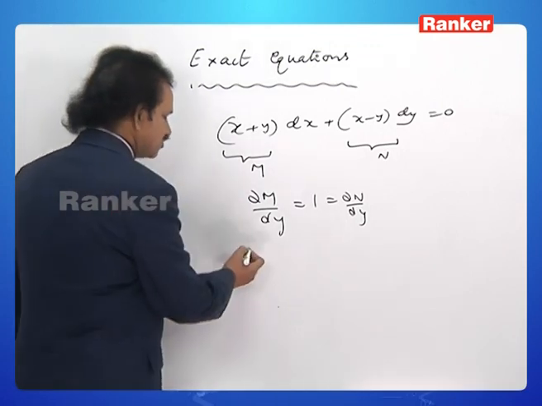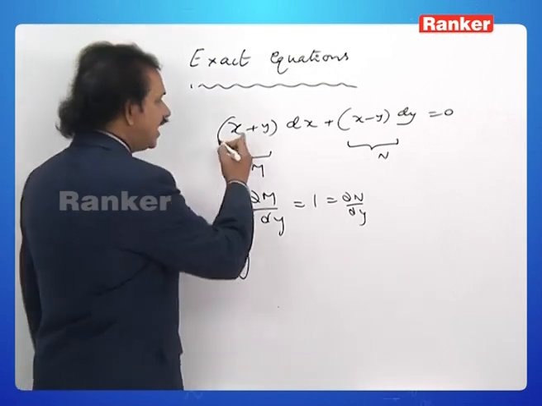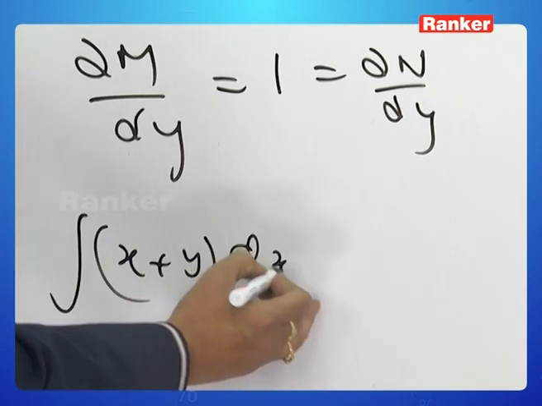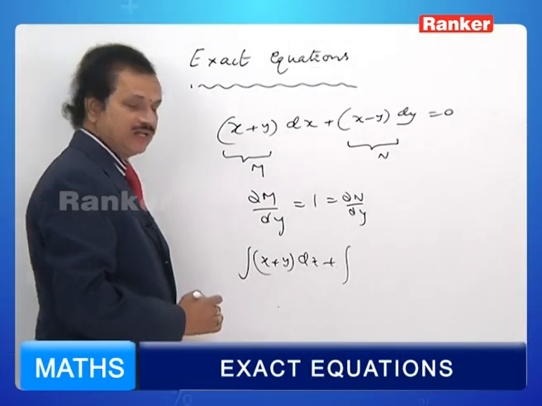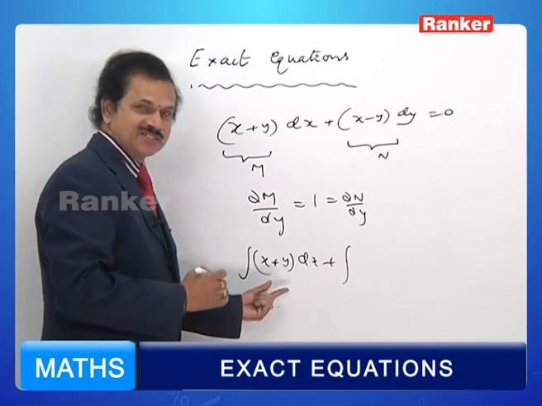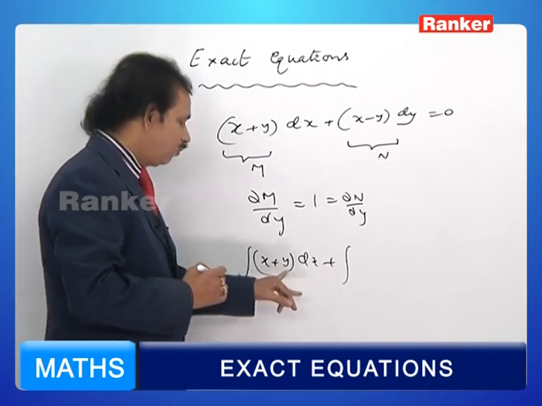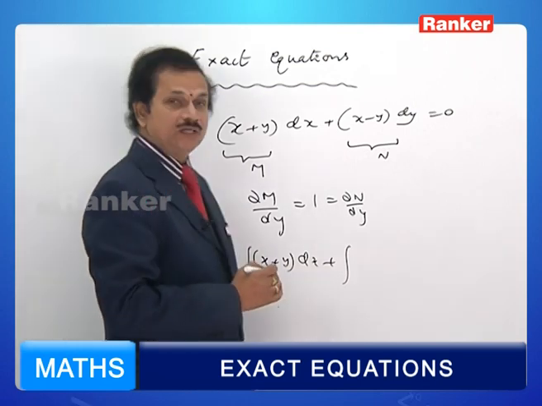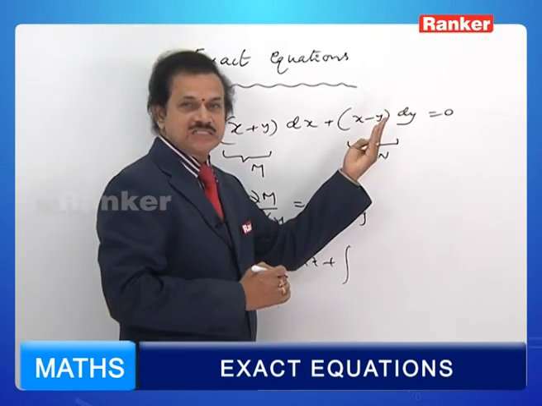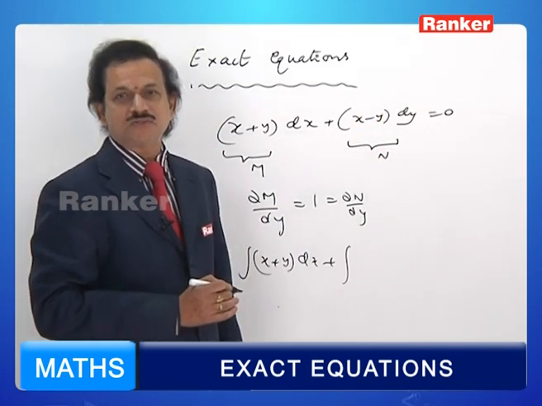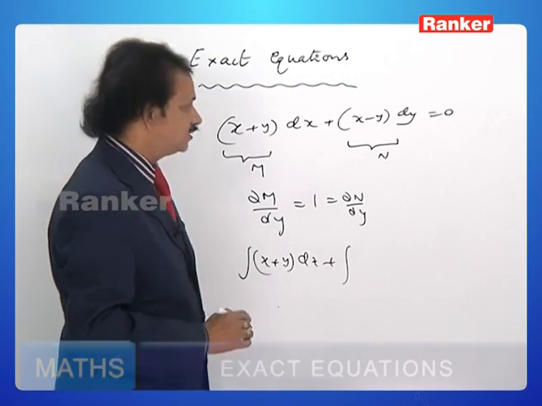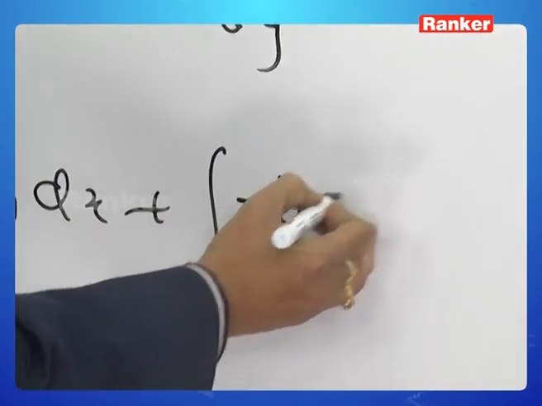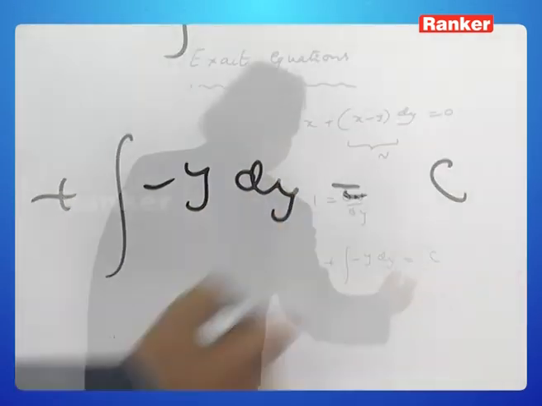What is it? The solution is the integral of M dx, that is (x plus y) dx, plus the integral of N dy. While integrating M, what is the precaution that you have to take? y must be treated as a constant. And in a similar way, in integrating N, you are supposed to take those terms which are free of x, that is which do not contain x, and there is one such term, that is y dy, equal to c.